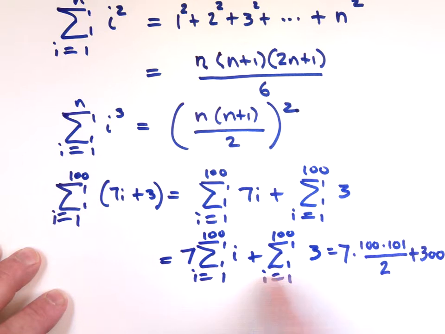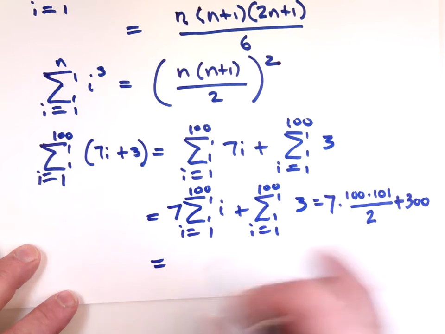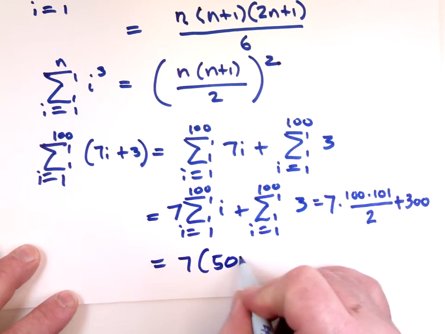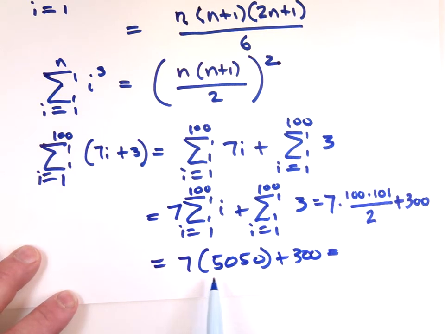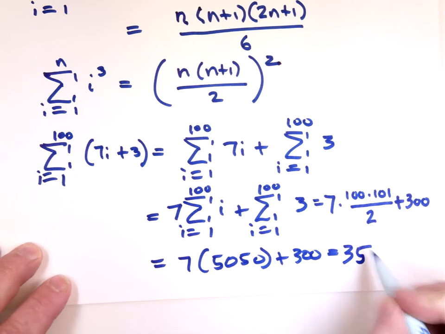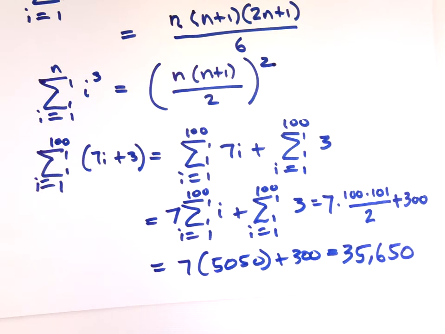We end up with an answer of, well, this is 50-50 times 7, plus the 300. And this 7 times this 5,000 will be 35,350 plus the 300. So it's 35,650. Of course, I did a bunch in my head, so who knows what the real answer is. I'm going to assume that that's the real answer unless somebody has something different. All right, Vitaly, what do you think? That's the kind of thing you want to do with those summations.